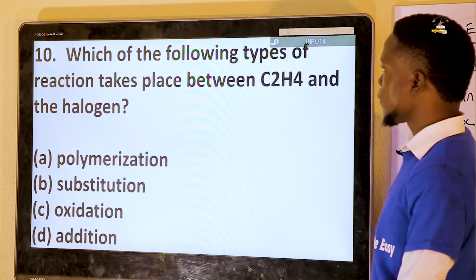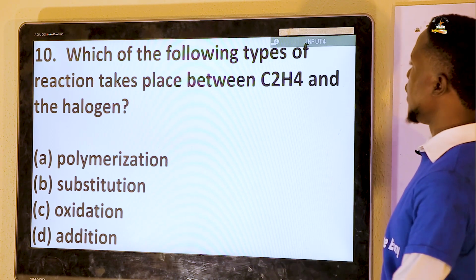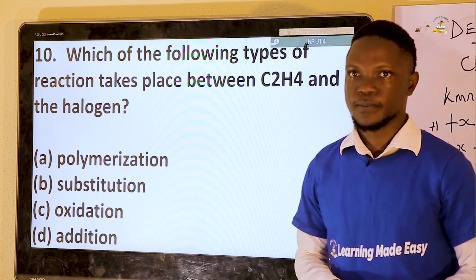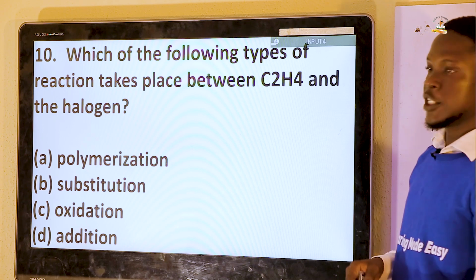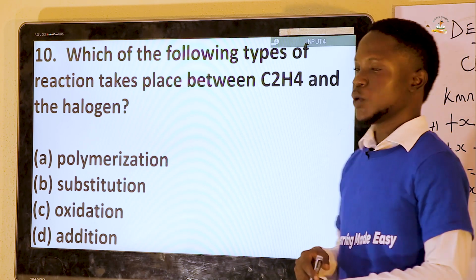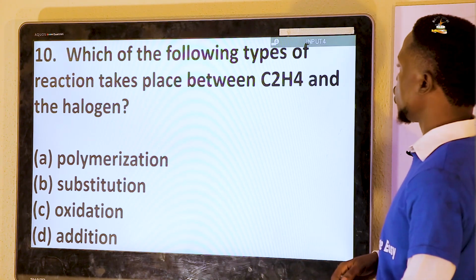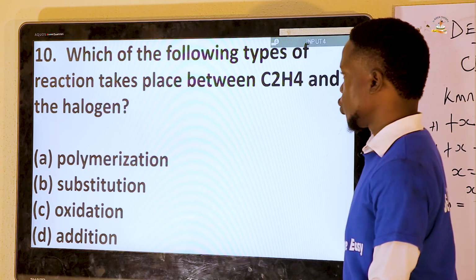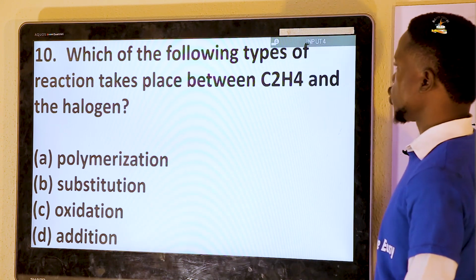Number 10. Which of the following types of reaction takes place between ethene and the halogen? C2H4 is ethene. Looking at CnH2n, that is ethene plus halogen. The kind of reaction that occurs is an addition reaction. So the answer is D, addition reaction.